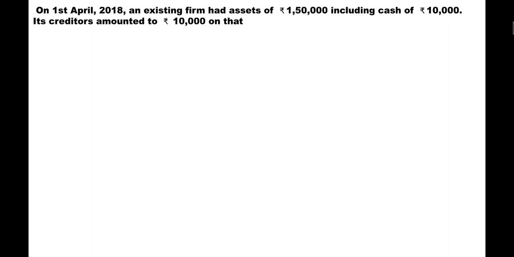On 1st April 2018, an existing firm had assets of rupees 1,50,000 including cash of rupees 10,000. Its creditors amounted to rupees 10,000. On that day, the firm had a reserve of rupees 20,000 while the partners' capital account showed a balance of rupees 1,20,000. If normal rate of return is 20% and the goodwill of the firm is valued at rupees 48,000 at 4 years purchase of the super profit, find the average profit of the existing firm.